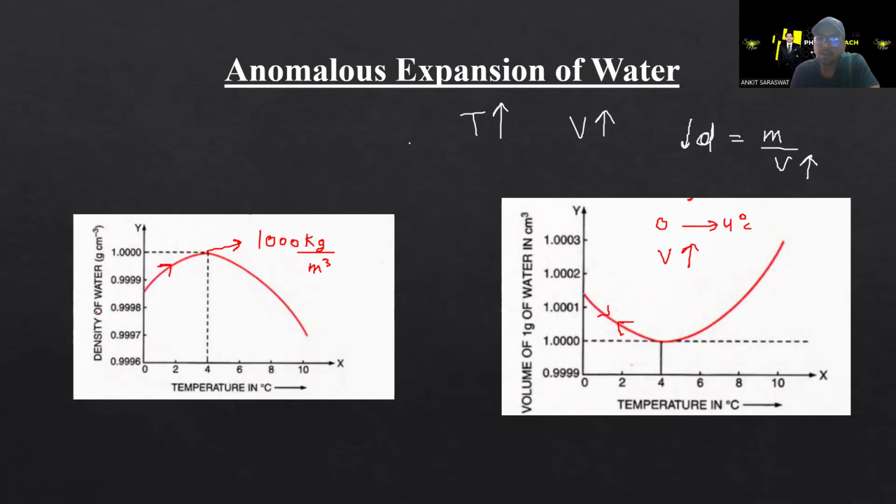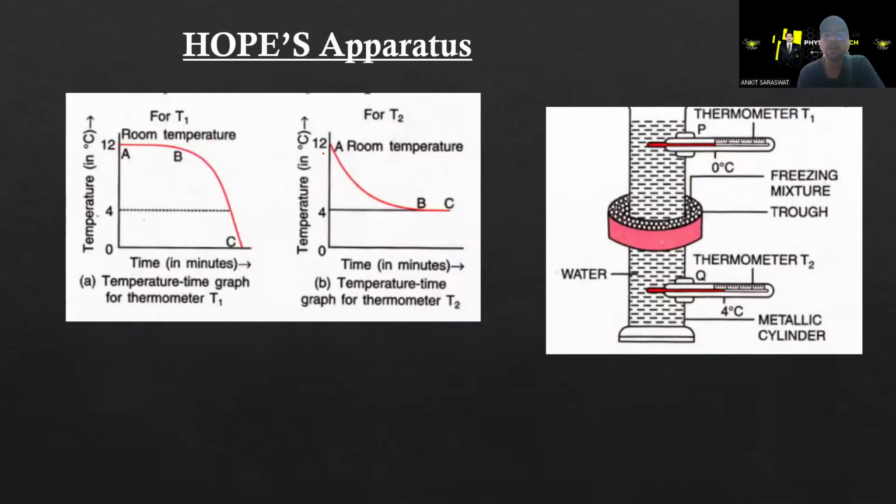Understood? Now, if water is at a temperature of 2 degrees Celsius, for example, then it has a density less than 1 gram per cc, maybe 0.9899 gram per cc. It is lighter water. Clear? Its density is less. Now we will use this anomalous expansion of water. I just want to explain the same thing with the help of Hope's apparatus.